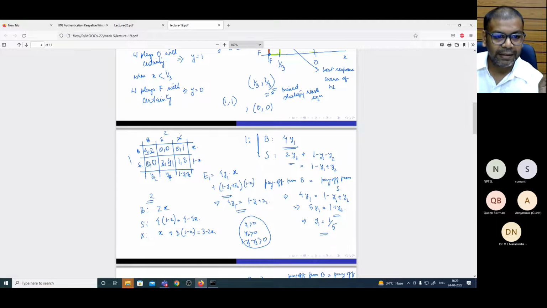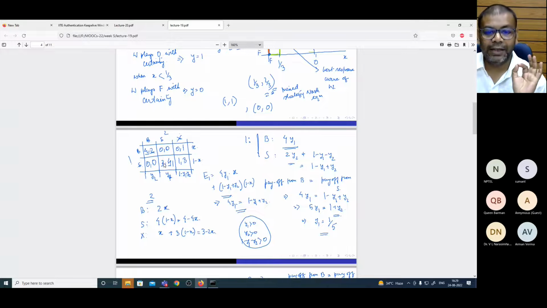So this SS is again a Nash equilibrium. Now we can easily rule out that this is not a Nash equilibrium outcome. Why? Because when player one plays S, player two plays S, not X. So this is not Nash. So only these two are the pure strategy Nash equilibria.